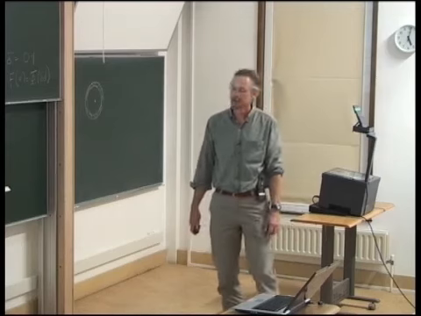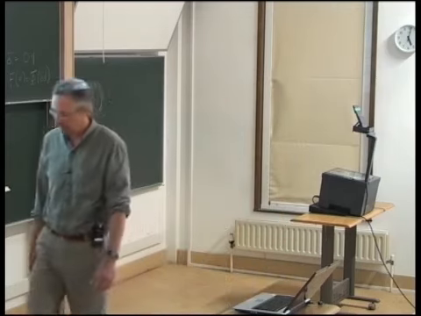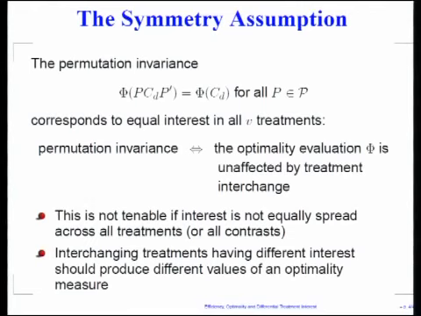So the permutation invariance, what does it say? Bring it right up there. So any permutation matrix P I apply to the information matrix, I take phi of that, and I get the same thing as if I hadn't permuted at all. Well, this really is saying that any optimality evaluation is unaffected by treatment interchange. And if you have unequal interest in the treatments, that's not a tenable thing to do. So interchanging treatments having different interests should produce different values of any optimality measure.